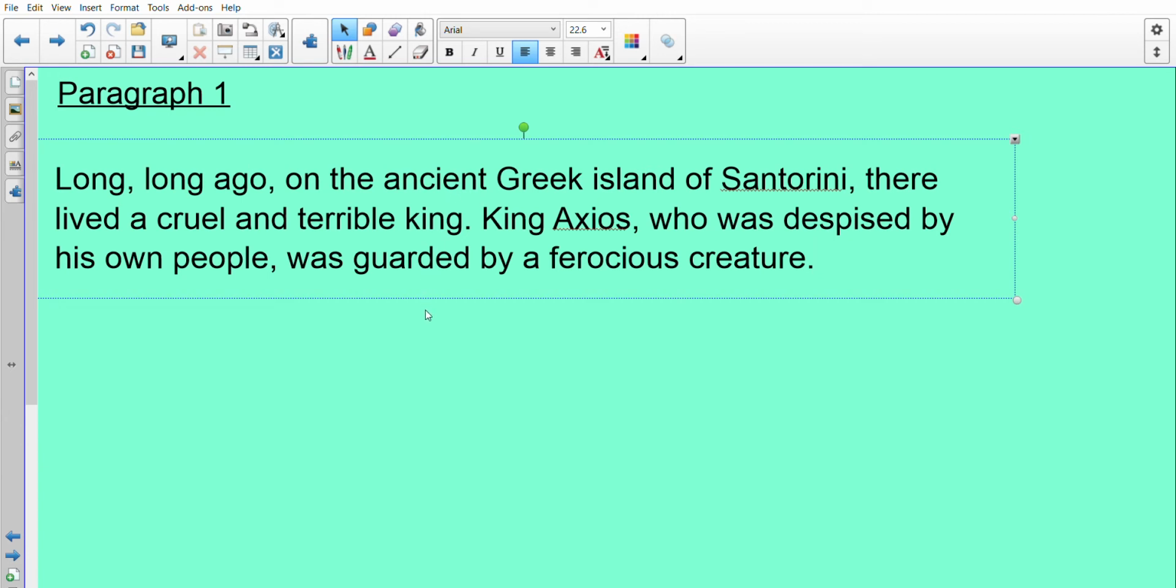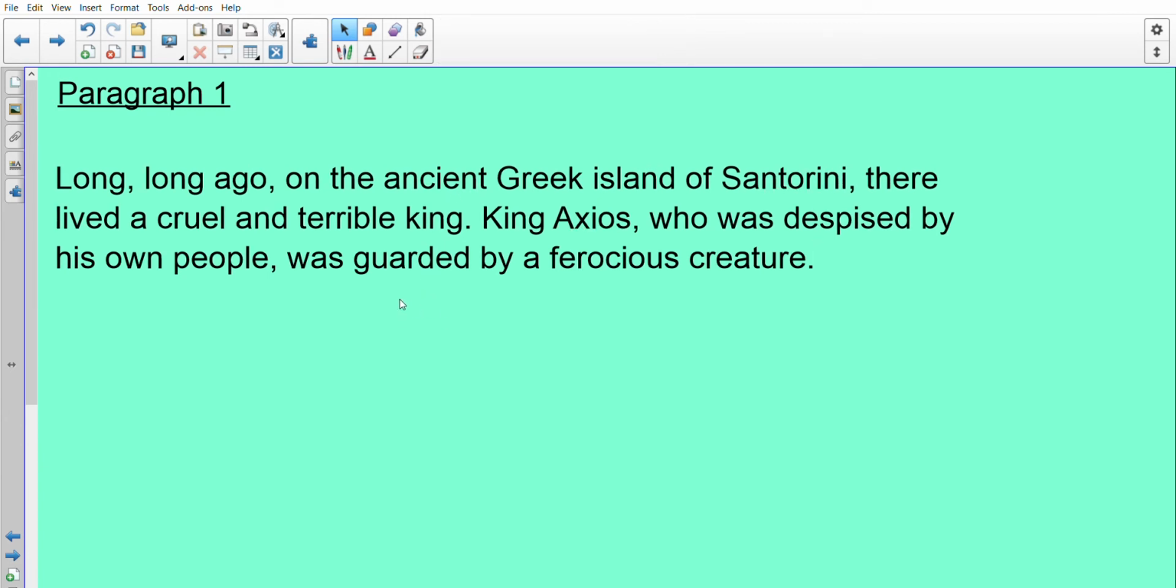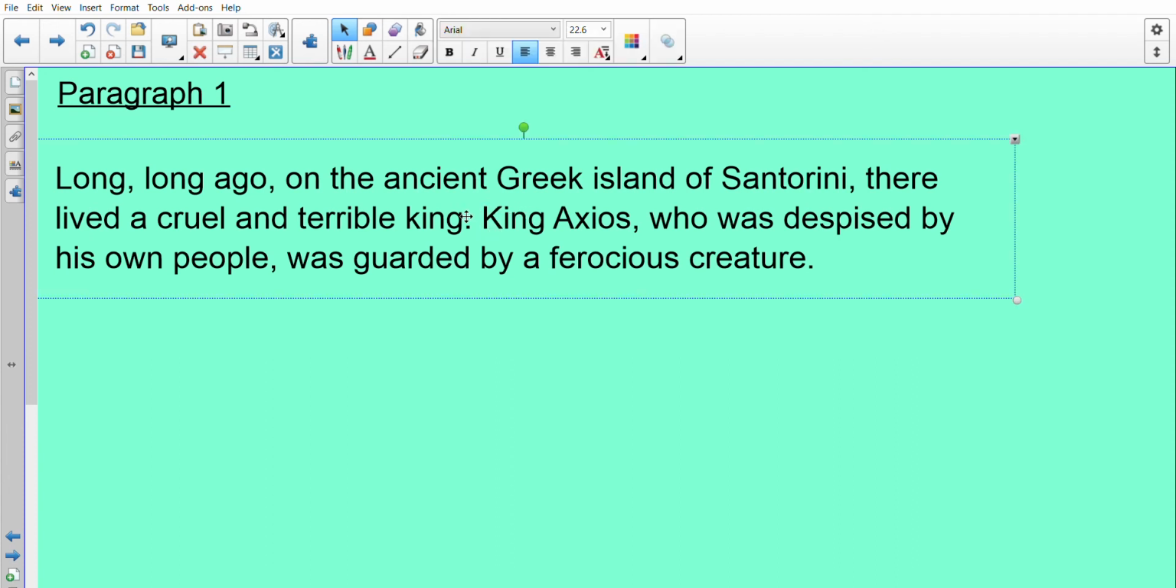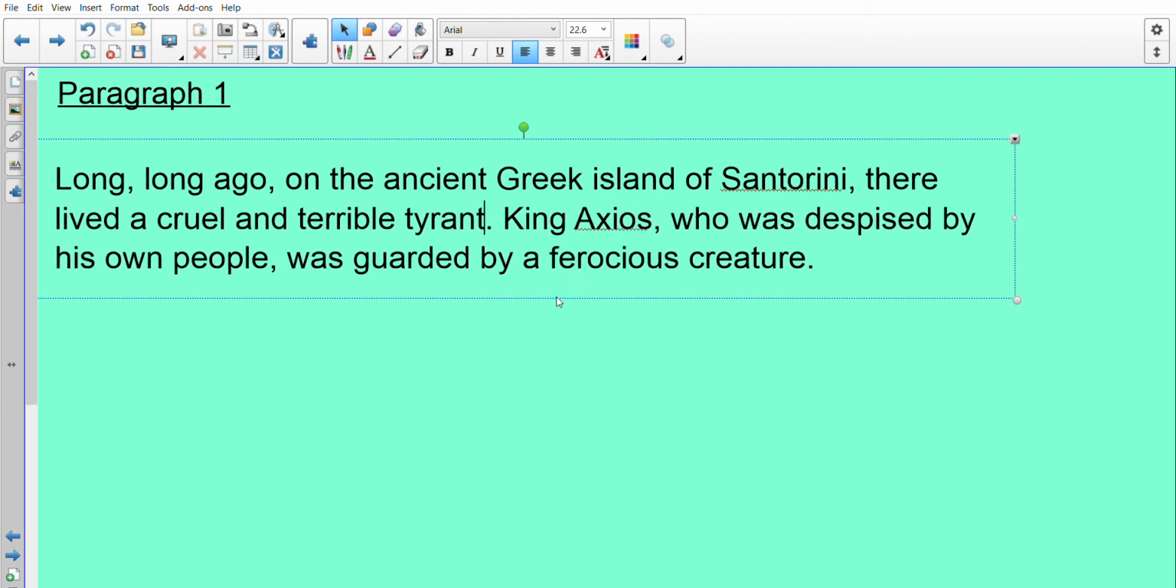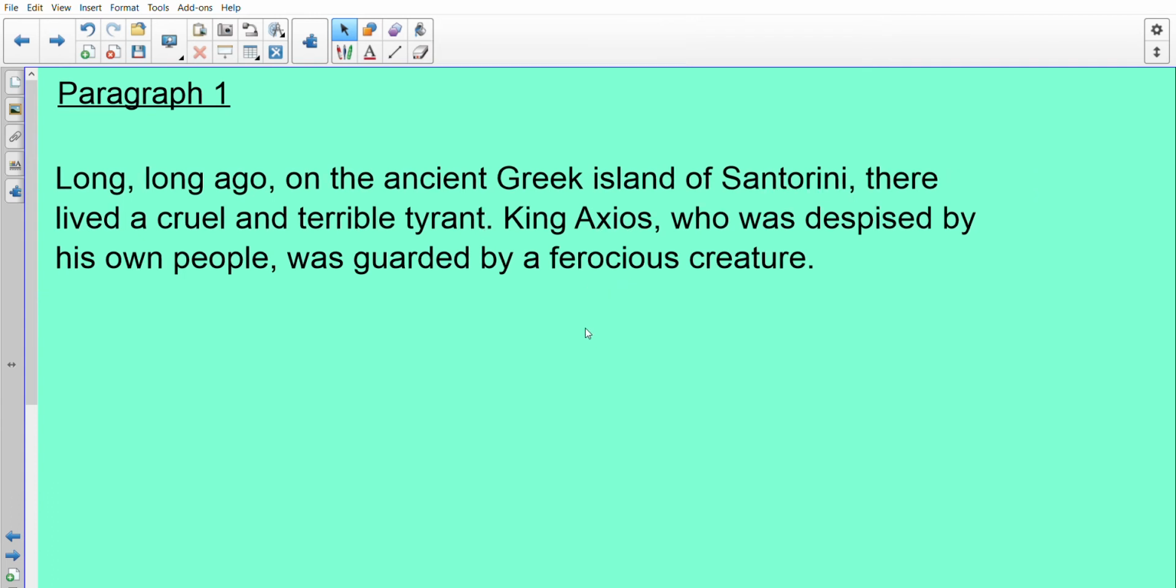Now let's read this out. Always read things back to yourself. Long, long ago, on the ancient Greek island of Santorini, there lived a cruel and terrible king, King Axios. We've got king and then king there, haven't we? What's another word for king or a terrible leader? I'm going to change that one to tyrant. A tyrant is a leader who's very, very horrible to his people. And that way we haven't got the same word repeating. King Axios, who was despised by his own people, was guarded by a ferocious creature. You could say a bit more about why this king was despised. I think that's what's missing there, but we'll crack on.